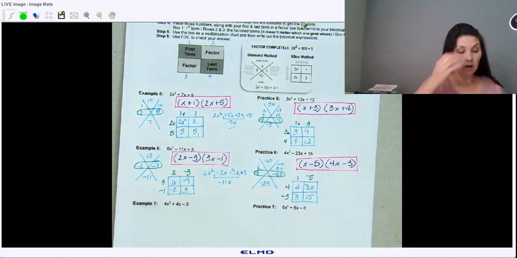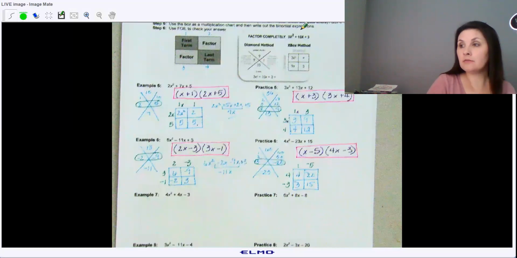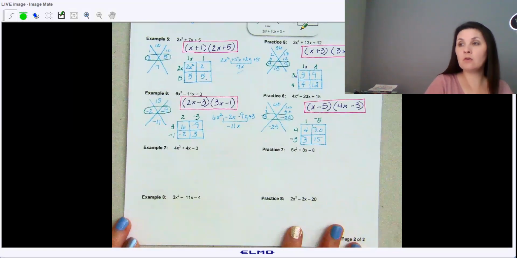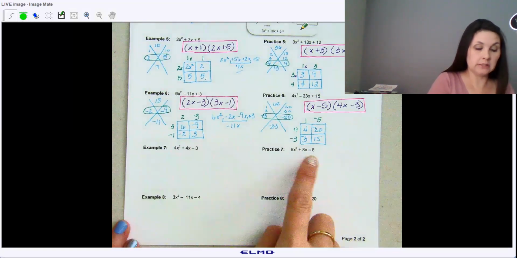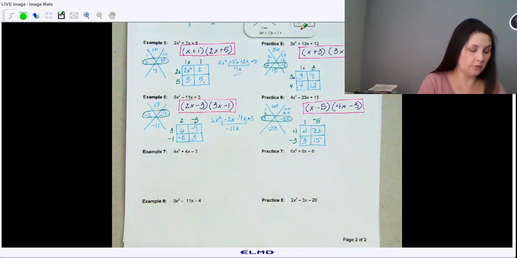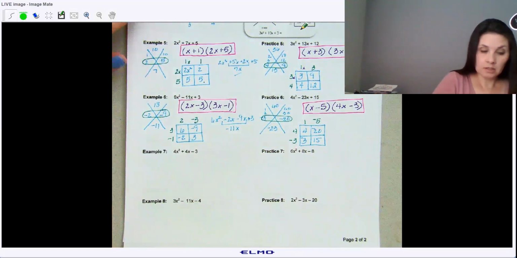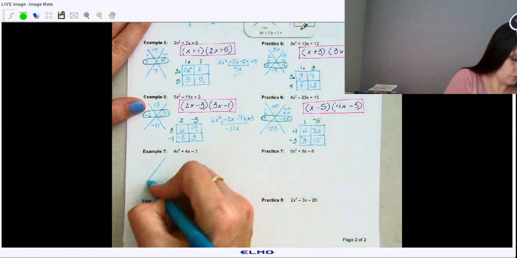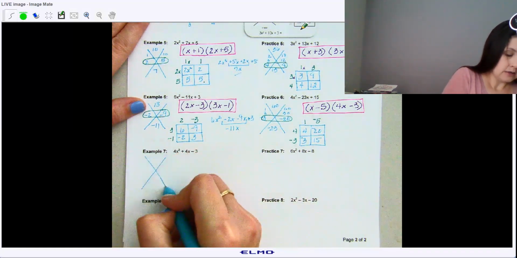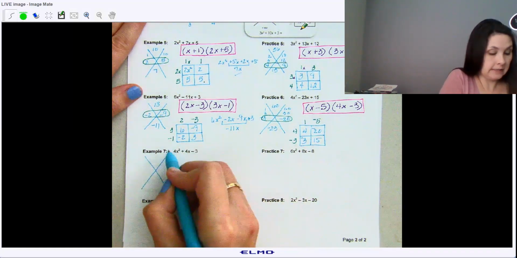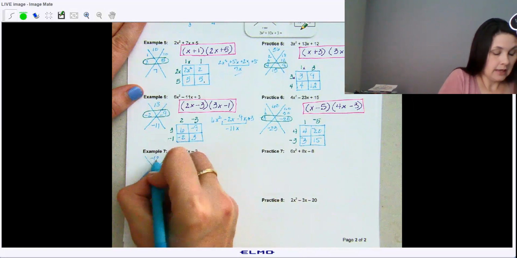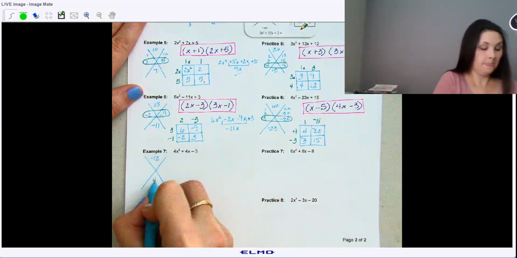Good. Okay, next set of problems. Now the subtraction is between the second and the third term, so we have to be careful with our signs. -3 times 4 is a -12. And then we have a 4 in the middle.